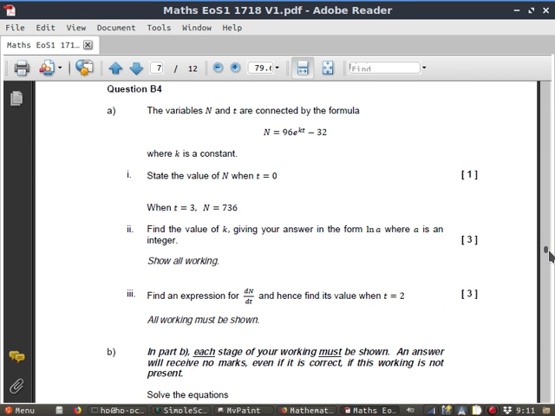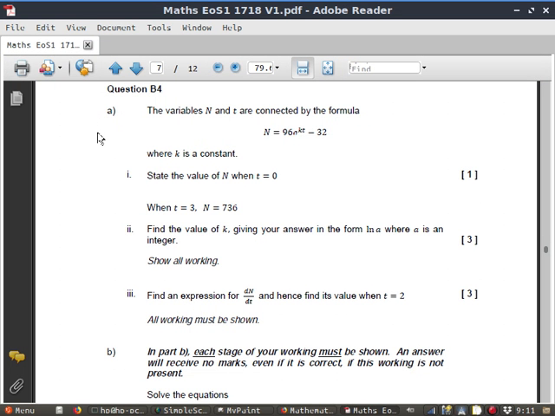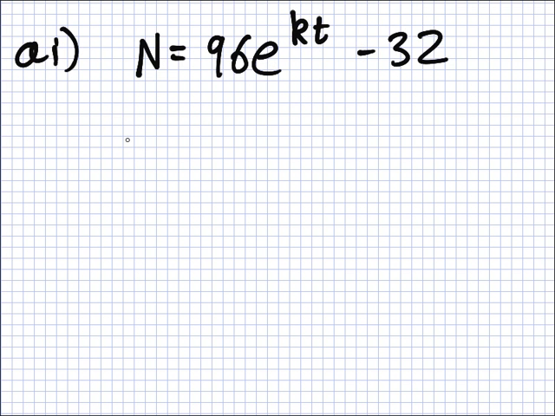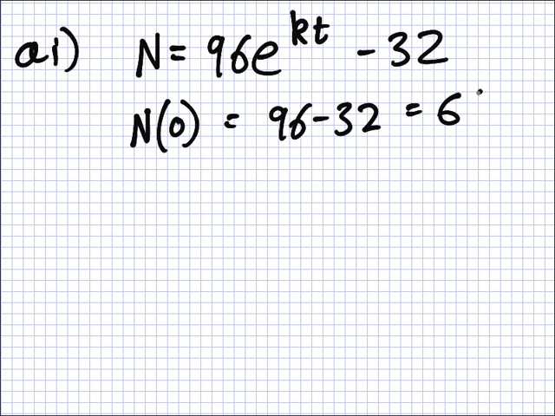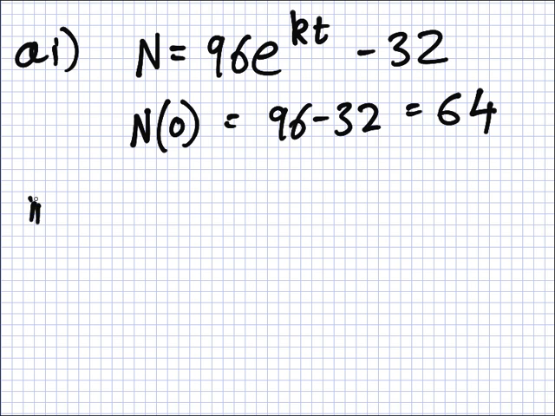Right. The variables n and t are connected by that formula where k is a constant. So let's write this formula down. Part A, part 1: n equals 96e^(kt) minus 32. The first thing we need to do is state the value of n when t is 0. So n when t is 0 will be 96 minus 32, right? 64. And does it have a unit? No. Find the value of k in the form of log a. And they give us some info to do so.